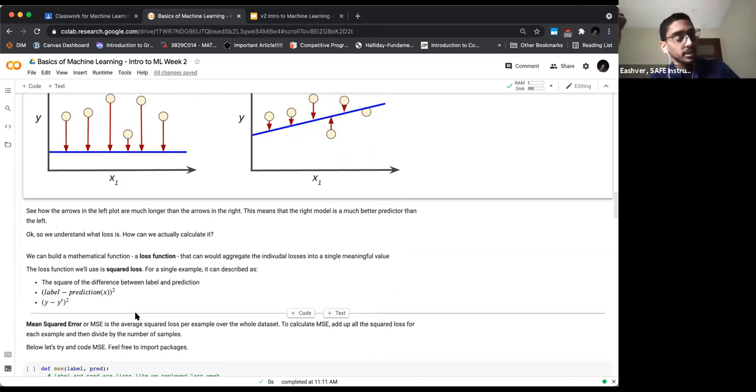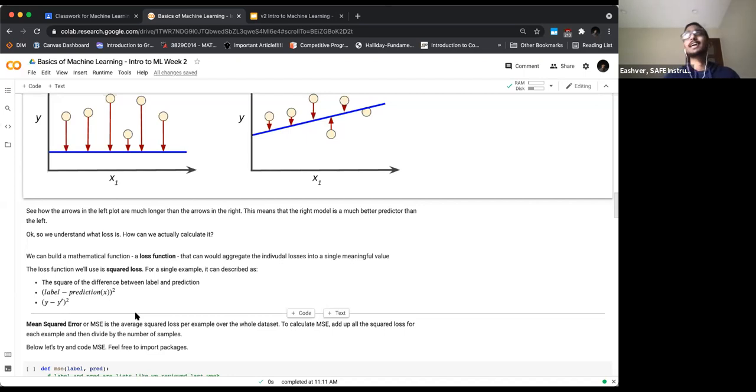But that's only for one example, right? Remember how we said that we want a single meaningful value across all of our examples. The way we do that is we take the average squared loss for the whole data set. Our calculation is what we call MSE, or mean squared error. So we add up all the squared losses for each example and then divide it by the number of samples.